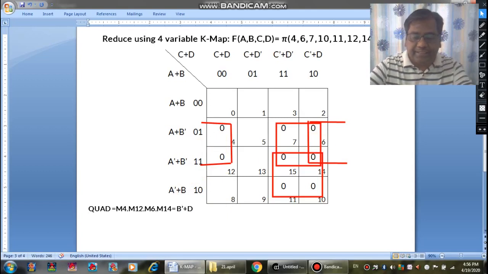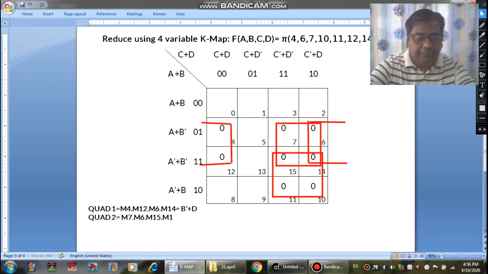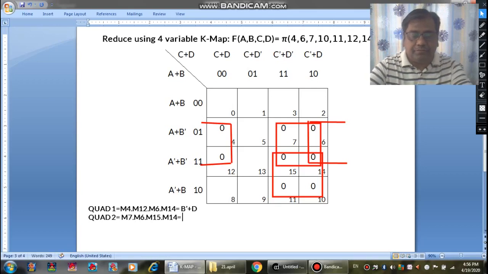Next we are taking the second quad. This is our first quad, let's say. Now we will talk about quad number 2. Let's say I am taking M7 dot M6 dot M15 dot M14. The expression for this again will be B bar plus C bar. I hope you are able to understand. B bar is same and C bar is same because here A is changing and here D is changing.